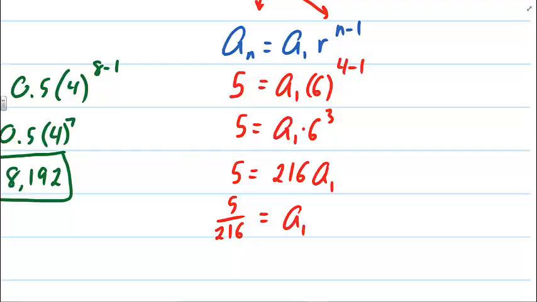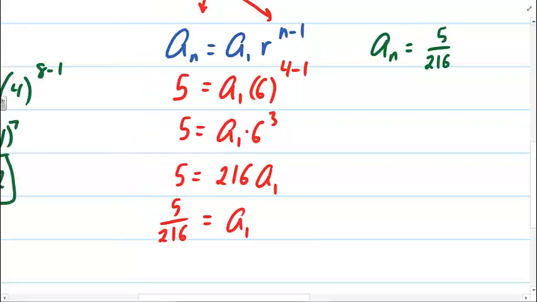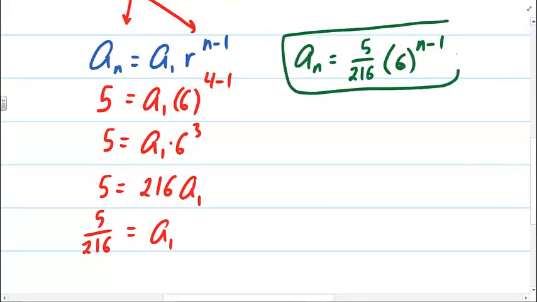So I have to go back up and rewrite this equation now. It's going to be a sub n. We're not just talking about the fourth term. It's all of the terms, any term you want. The a sub n is going to be 5 over 216. The r still stays as 6 in parentheses, and now we don't know which term we're talking about, and so we're going to say n minus 1. And that's the formula for it.